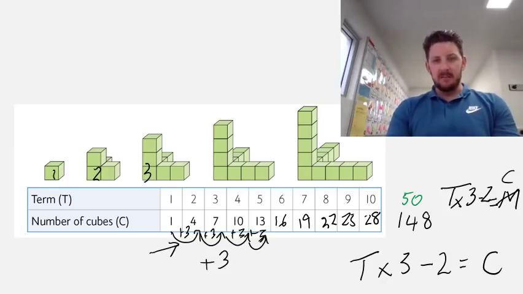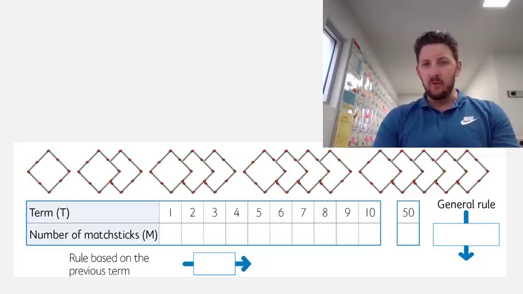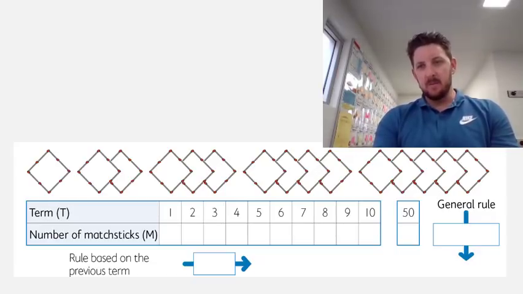So let's look at the next one. Once again, 3 things I can do. I can draw the pattern out all the way. It takes a tedious and long time. I can work out what the pattern is. Let's work out what the pattern is.